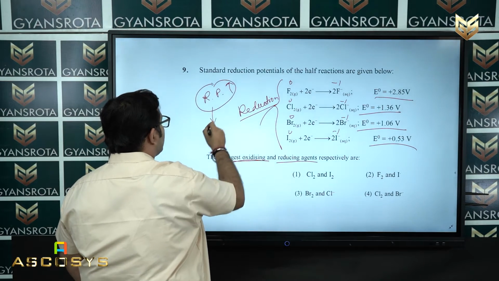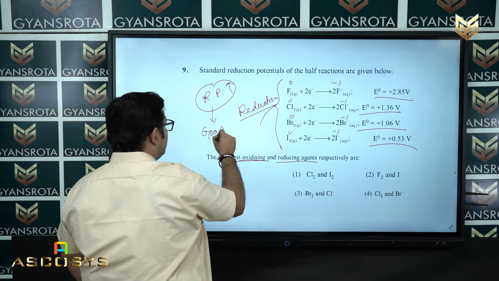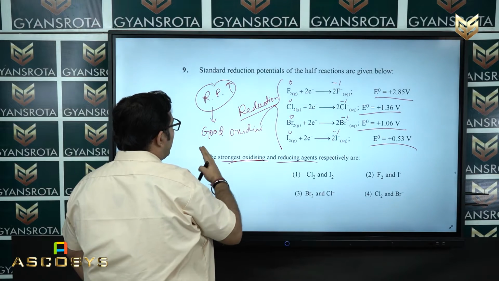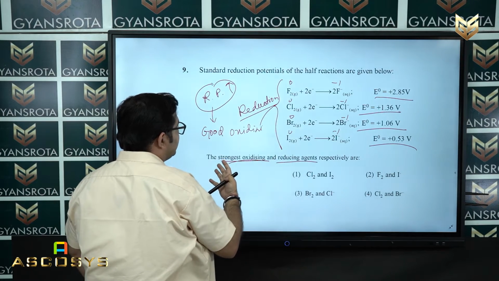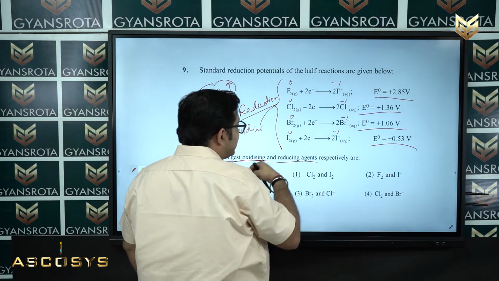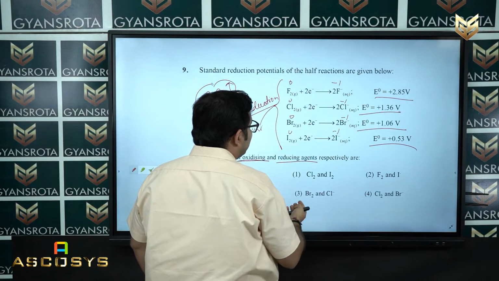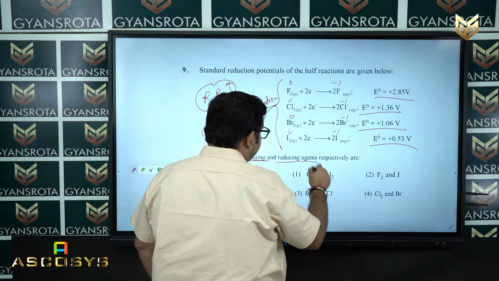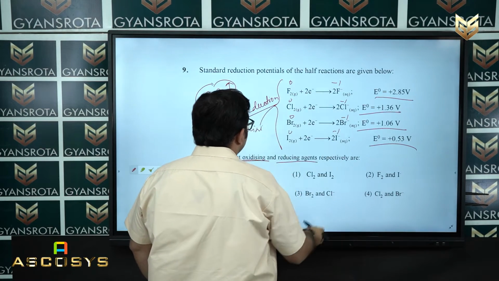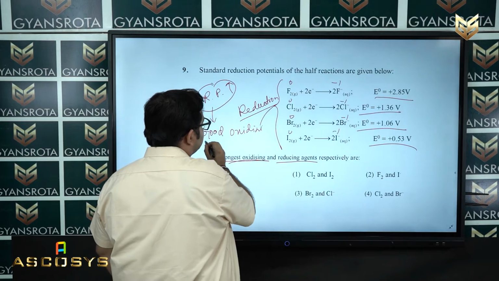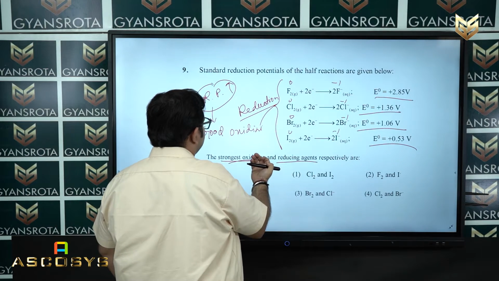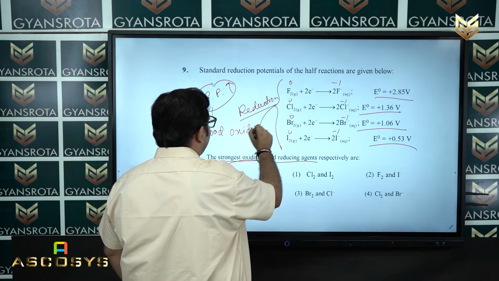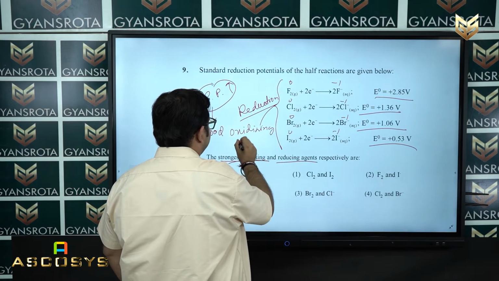they are good oxidizing agents. Okay, good oxidizing agent. Why? Because who has the higher reduction potential, they get reduced themselves, means they gain electrons themselves. But when they gain the electrons, if somebody loses electrons, that process of losing electrons is known as an oxidation process.